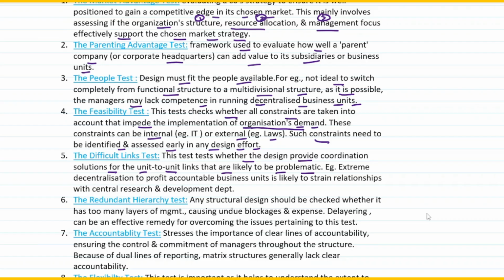Example can be extreme decentralization to profit accountable business units is likely to strain relationships with the central research and development department. So if you extremely decentralize everything, in that case there may be a conflict between the profit accountable business units, and they can have a strained relation with the R&D department. So that's what it talks about. It's basically an example. If you simply explain that the design provides coordination solutions for unit to unit links that are likely to be problematic, that would define the difficult links test.